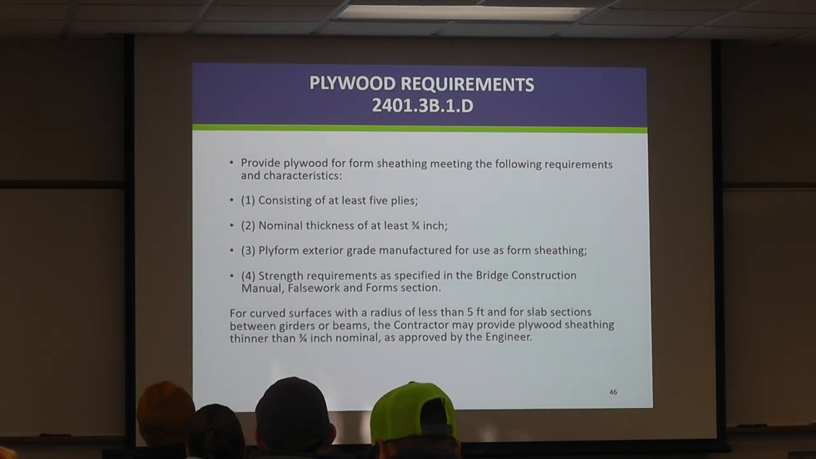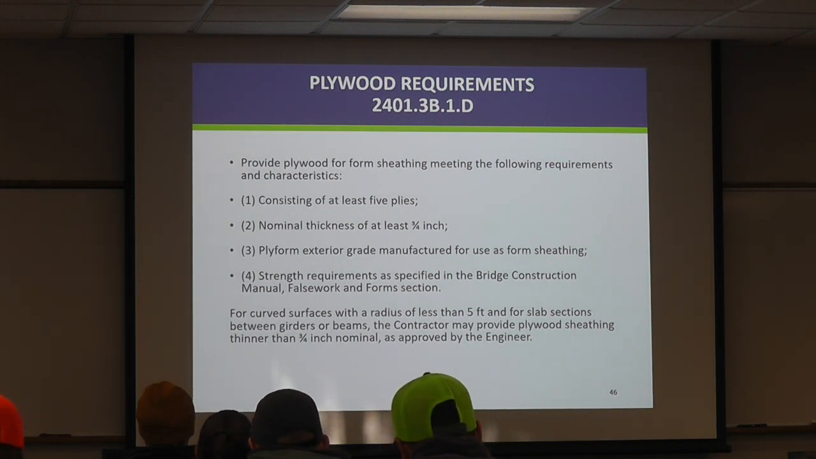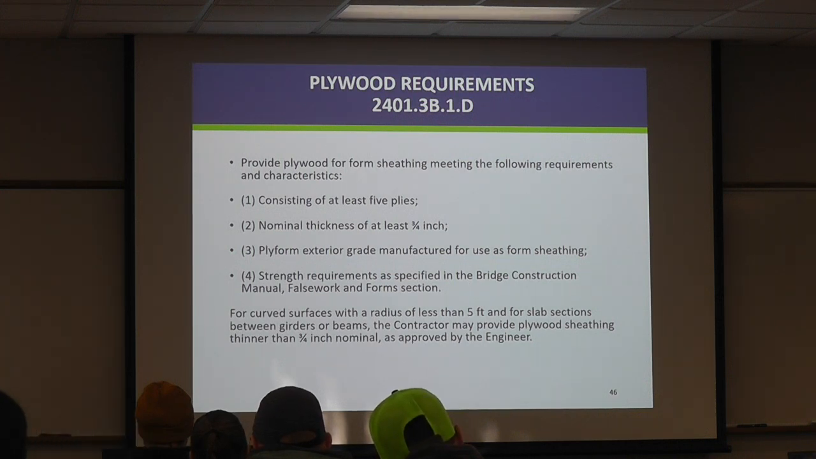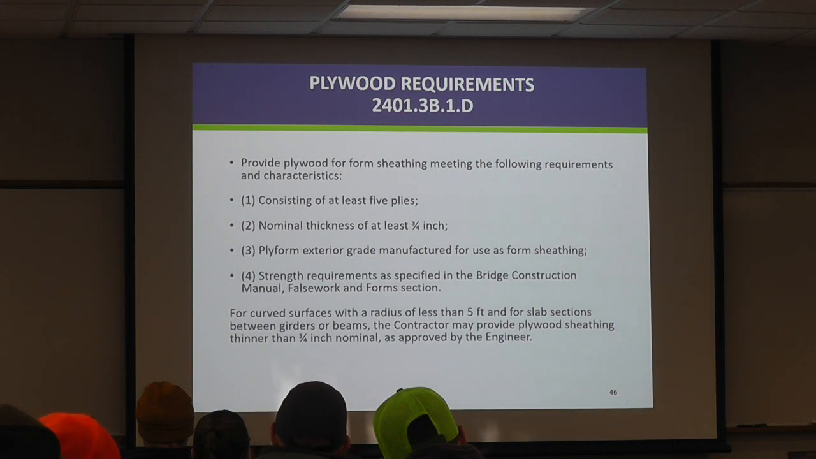B1D is the bottom of page 346 onto 347. And so it says it has to be at least 5 plies, and it has to be at least 3/4 of an inch. And it needs to meet, as it says here, the ply form exterior grade with sanded or overlaid surfaces. So you don't come with some of the cheapest plywood you can find at the store, but it has to meet these requirements.